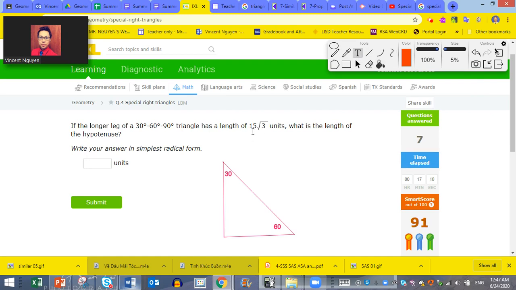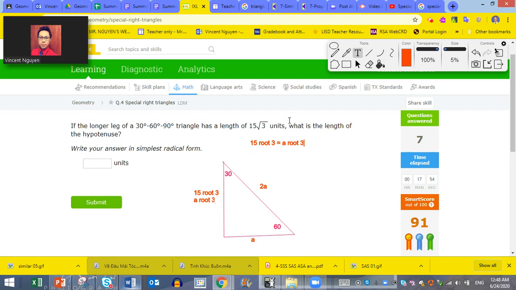All right, so here's our next problem. The long leg of this is 15 root 3. And this 15 root 3 is labeled A root 3 according to our rule. And the short leg over here is A, and the hypotenuse is 2 times A, or 2A. If I look at the given information, 15 root 3, I'm going to write it out so you can see that 15 root 3 equals A root 3.